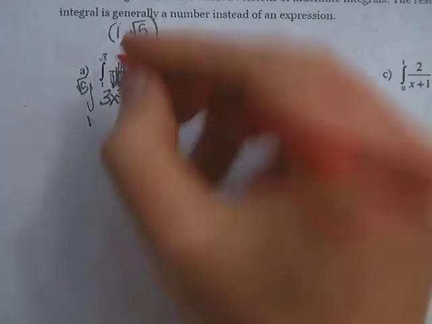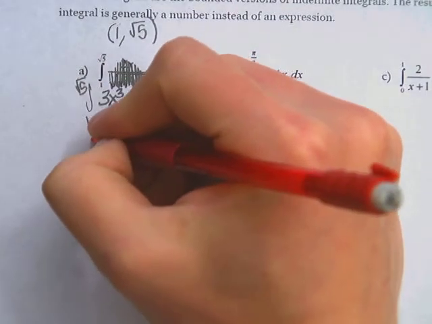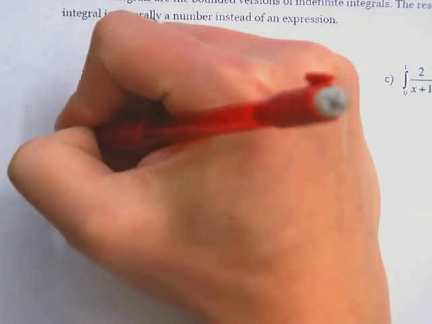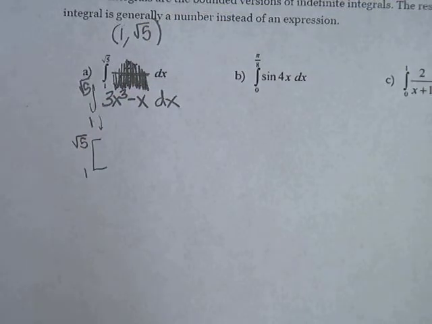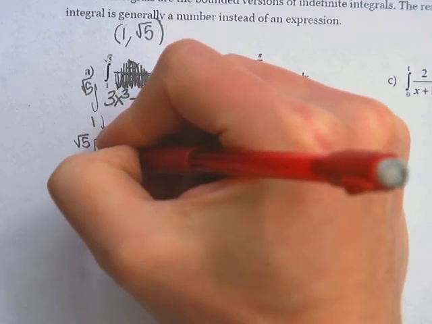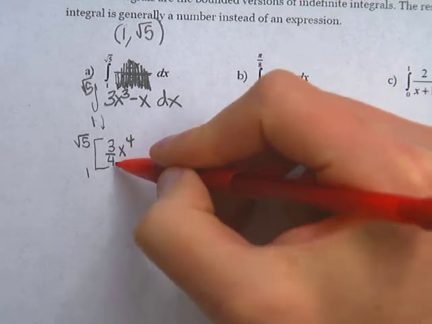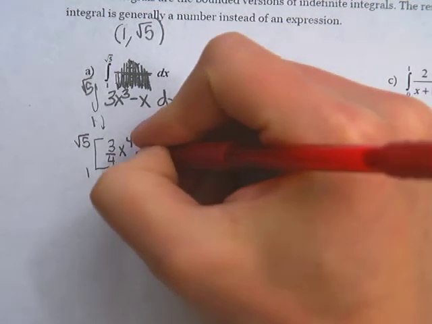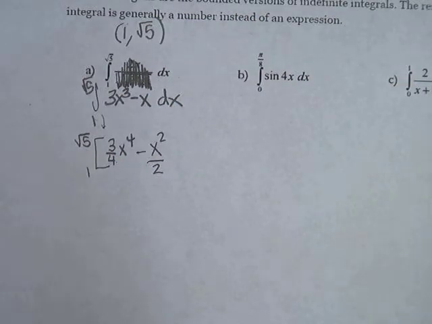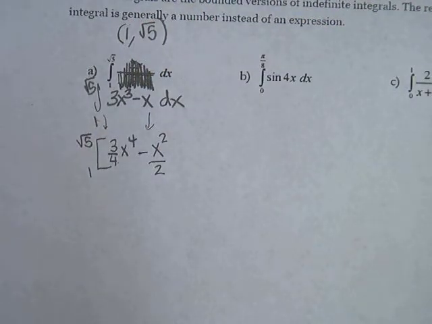So here, from 1 to root 5 of 3x cubed minus x. We're going to take the antiderivative, and I'm going to go straight to this bracket. That's generally how I do it, so I know to plug in 1 and root 5. It's just a notational thing. The antiderivative is 3/4 x to the 4th, because I raise the power by 1 and divide by the new power, minus x squared over 2. I no longer have a dx because I have integrated from here to here. And now all I have to do is plug in those points.